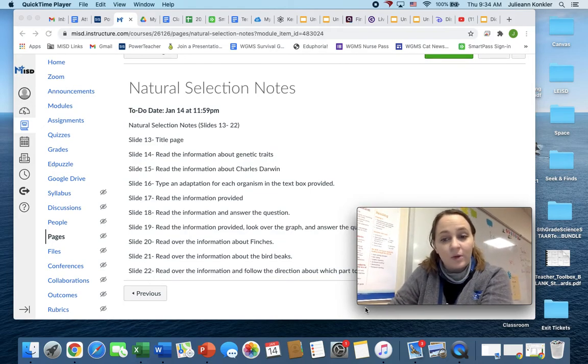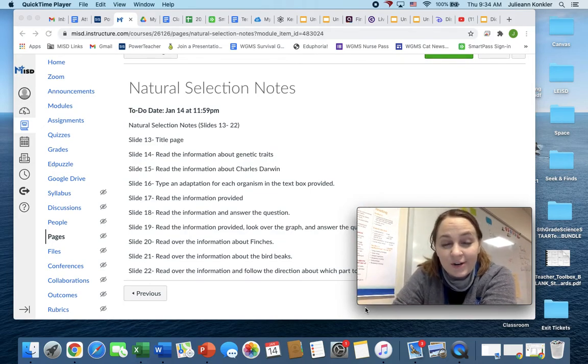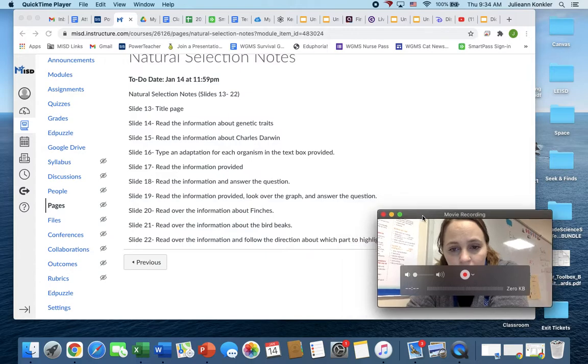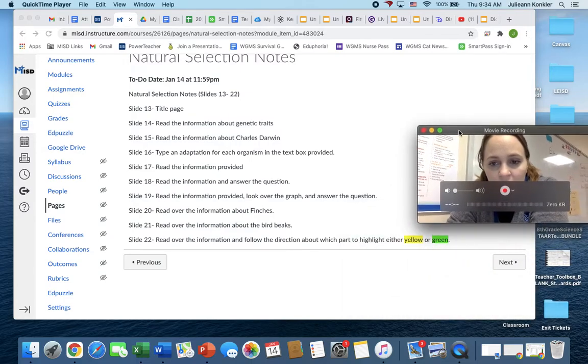Thursday, and we are cruising right along with our adaptation unit. So we're going to start notes today on natural selection. Here's a breakdown of your notes. Let me move this off to the side. There we go.